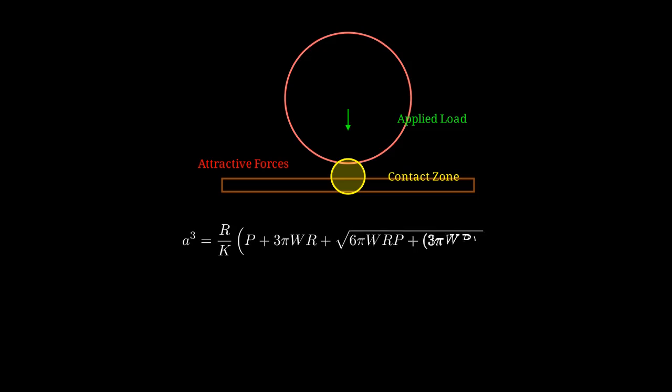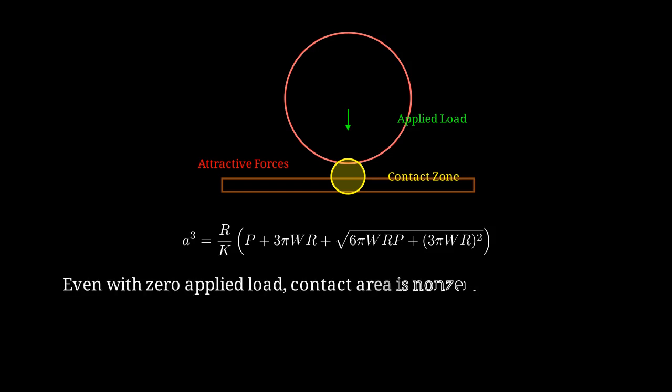The JKR contact radius: A cubed equals R over K times the quantity P plus 3 pi WR plus the square root of 6 pi WR P plus 3 pi WR squared. This shows how adhesion increases contact area. Notice something remarkable. Even when P equals 0, there's still a finite contact area due to adhesion. This is purely due to surface forces.